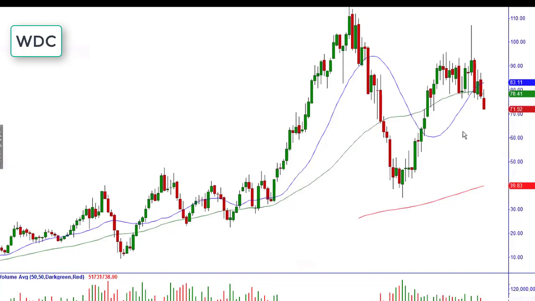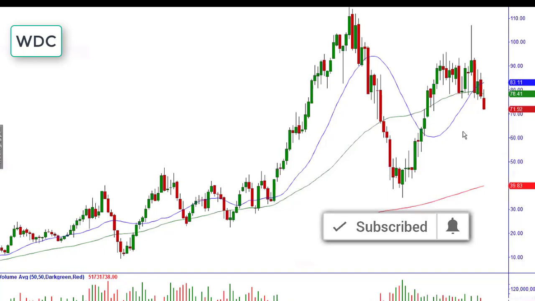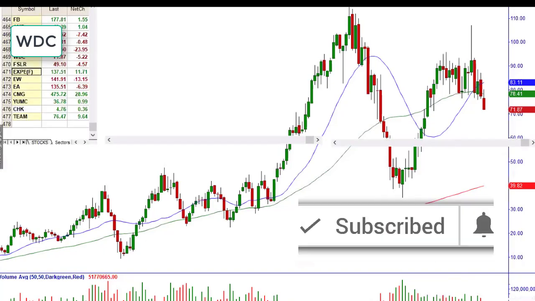This stock could easily come down to the low 60s here. I mean, we're in trade management mode now. So this was an excellent setup.